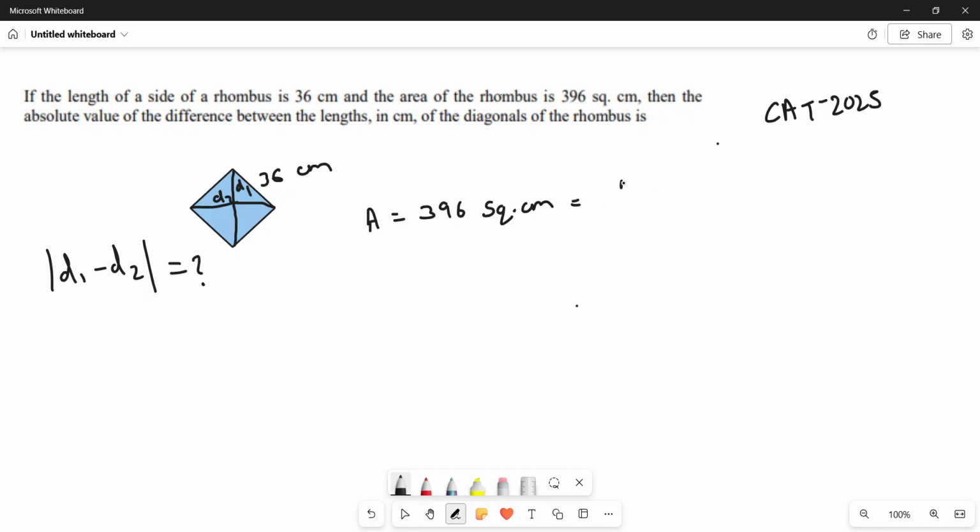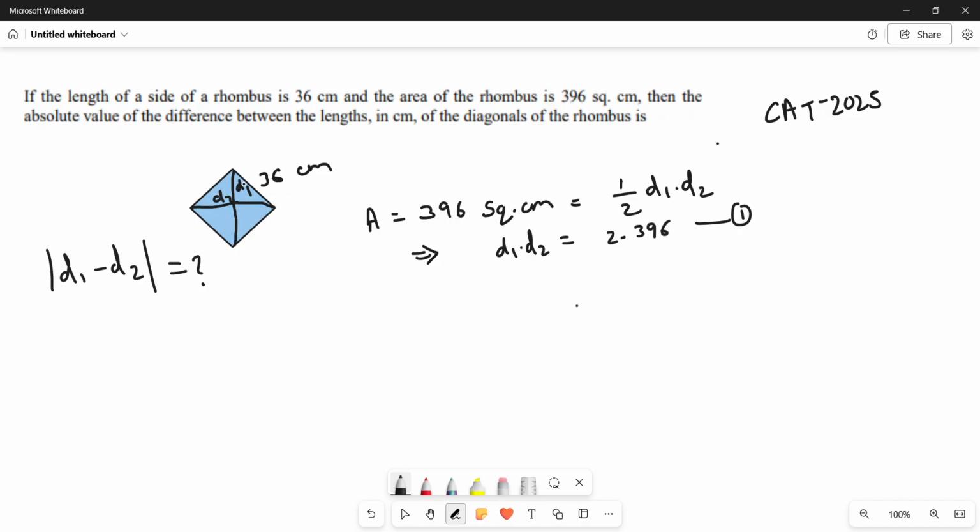The formula to find the area of the rhombus when the diagonals are given is half d1 into d2. That implies d1 into d2 equals 2 into 396. Let's keep it aside for now. Let this be equation 1. Now let's come back to the figure.